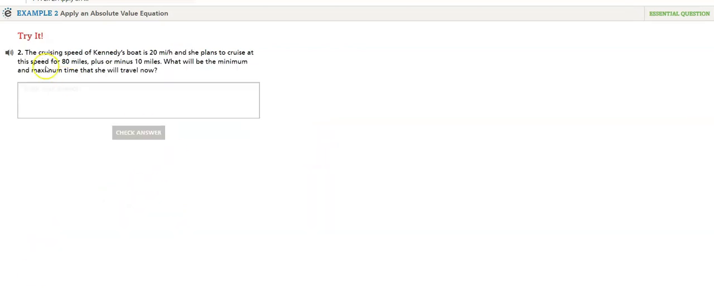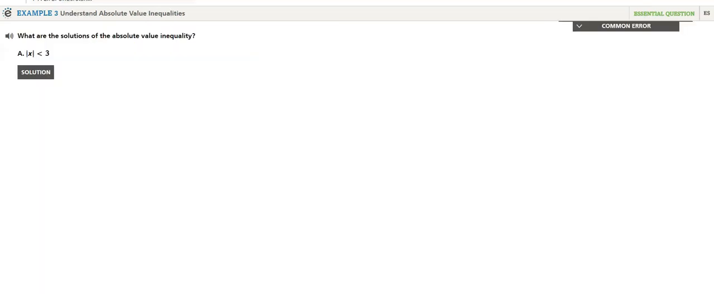All right, so now it's your turn. And the good news is that our equation is basically going to be the same. Kennedy is still cruising in her boat, and she's choosing to cruise at a speed for 80 miles plus or minus 10. The only thing that's changed is 20 miles per hour. So replace the 25 with 20 and give me the minimum and maximum time that she would travel now.